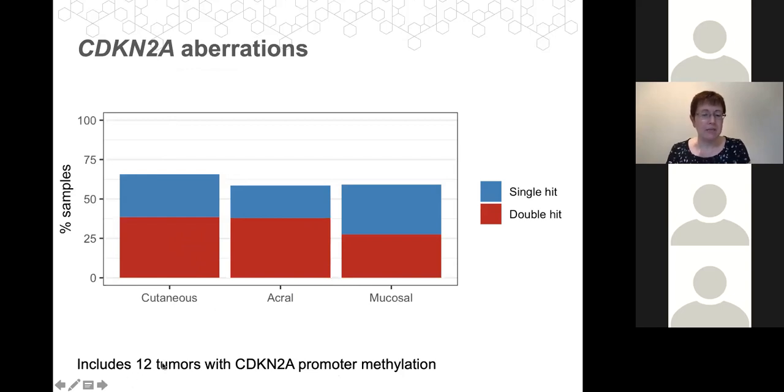I previously mentioned we have methylation data. We looked to see if there was any promoter methylation in any of the loss of function genes, as promoter methylation can result in decreased expression. For most of the tumours that we had methylation data for, we didn't see much associated, but with CDKN2A, we did see 12 tumours with promoter methylation and therefore decreased expression.